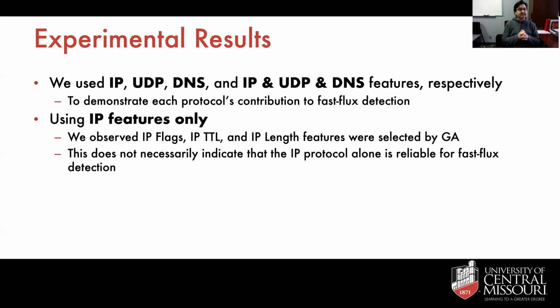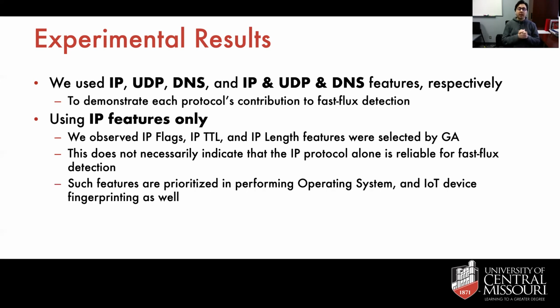However, this does not necessarily indicate that the IP protocol alone is useful for performing fast-flux detection, because in my previous research on operating system fingerprinting and IoT device fingerprinting, I observed that these features are helpful for telling different operating systems apart and telling different IoT devices apart as well. So these features do not necessarily have to be dependent on the hosts being malicious or benign, but could be due mainly to the different types of hardware that each of these hosts are running on.